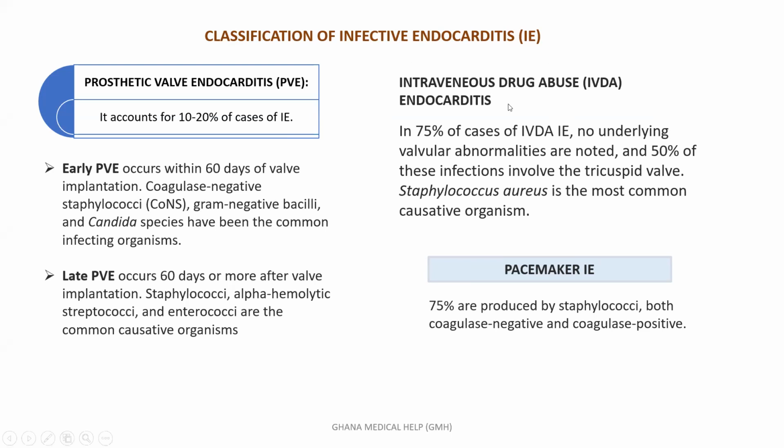We have the intravenous drug abuse endocarditis. 75% of cases of intravenous drug abuse endocarditis have no underlying valvular abnormalities.